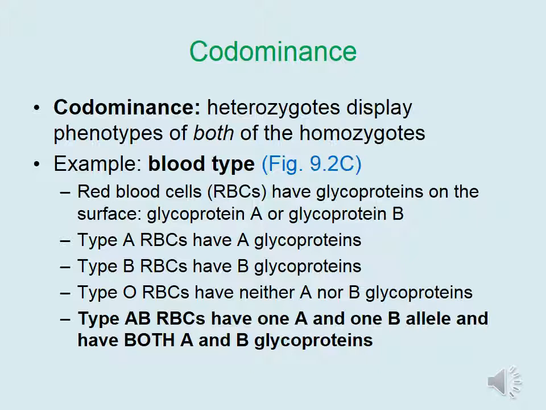Type AB red blood cells have one A and one B allele, and this leads to both A and B glycoproteins being on the surface of the red blood cells. So type AB blood is an example of codominance. The rest of the blood types are not codominant.